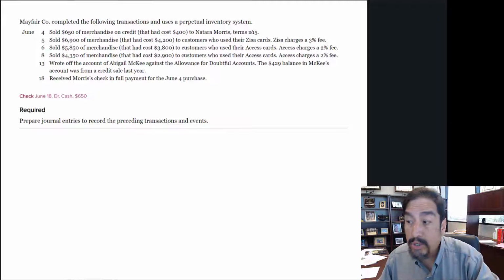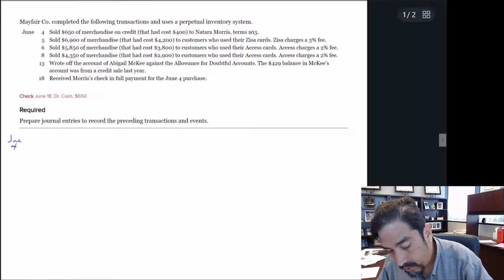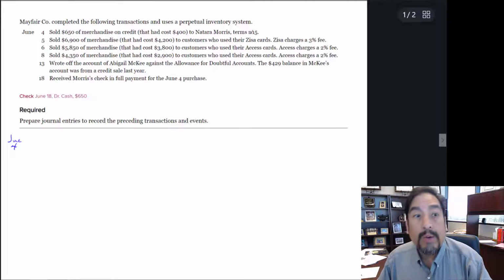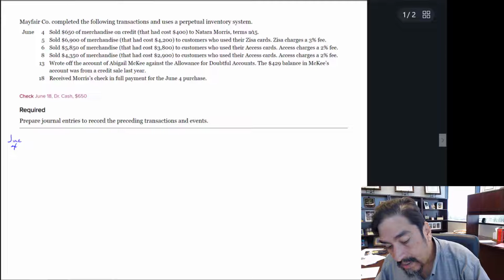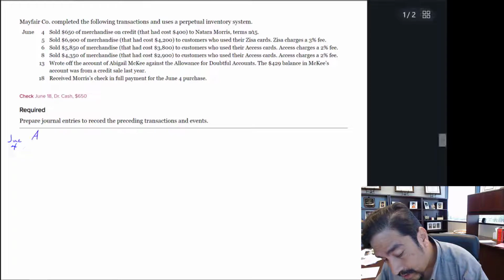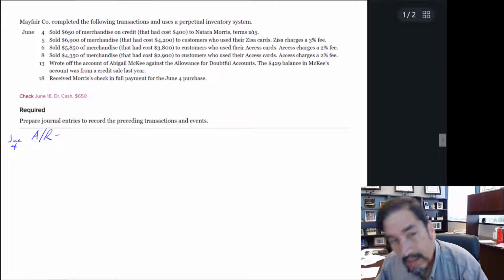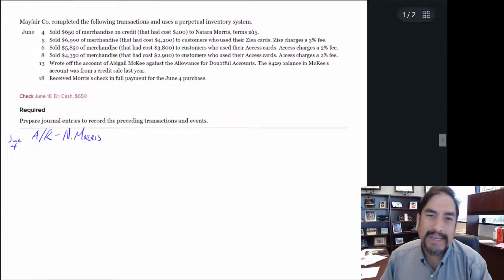Whenever we make a sale, there are two journal entries that we have to write. This is June 4, and we first want to record the revenue piece. If this were a cash sale, it'd be a debit to cash, but it's not. It's a credit sale, so I'm going to put the name in there. It's not completely necessary, but it is a proper way to do it.